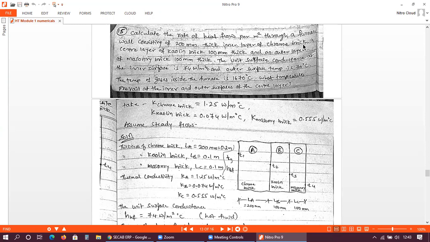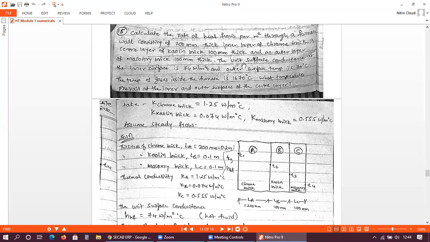The inner layer is the extreme inner layer A that you are observing here. Later on, a center layer of kaolin brick 100 mm thick. So the second layer is the kaolin brick layer, with 100 mm thickness, and the outer layer of masonry brick, also 100 mm thick. So chrome brick is 200 mm, kaolin brick is 100 mm, and masonry brick is also 100 mm thick.